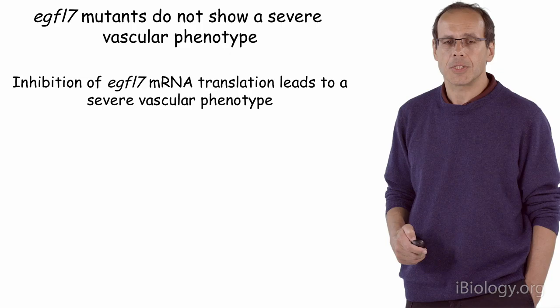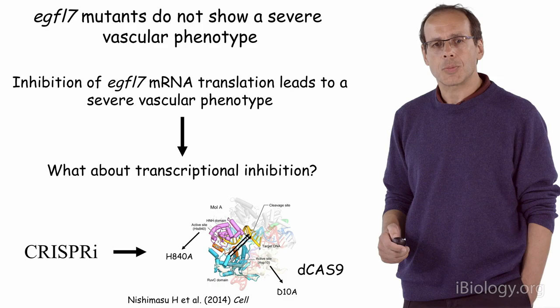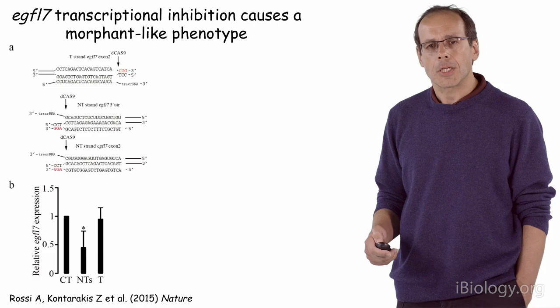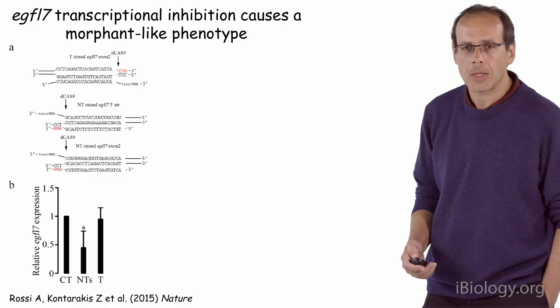What about now if you inhibit transcription? What will you see? And the way we did this, inhibiting transcription, was to take advantage again of a recently developed technique called CRISPR interference, and we're using now a dead version of Cas9, one that doesn't have nuclease activity, to block transcription. And so here are the experiments first to show that in fact we can block transcription to about 50% level. And so here are guides used against both the template and non-template strands.